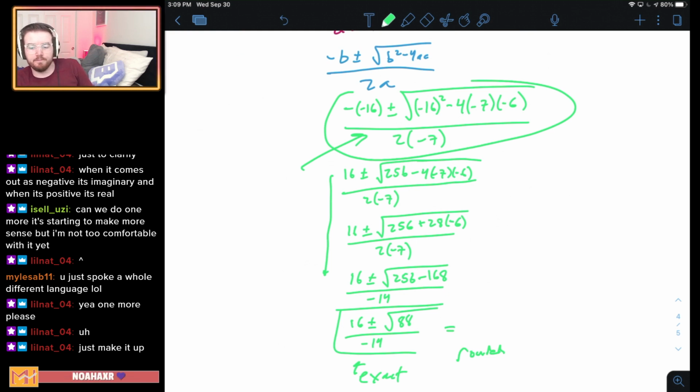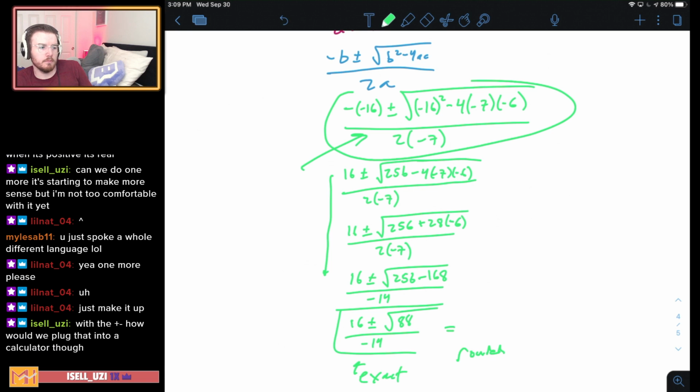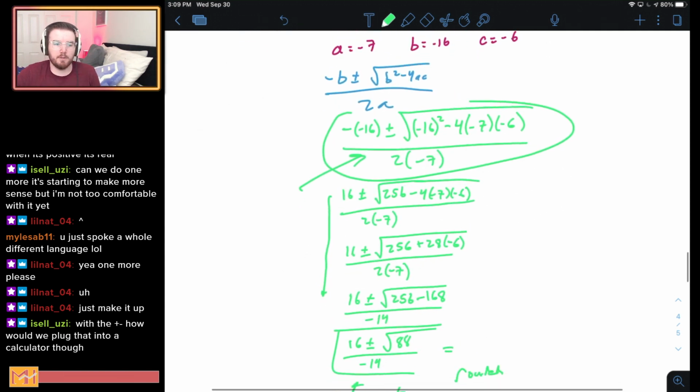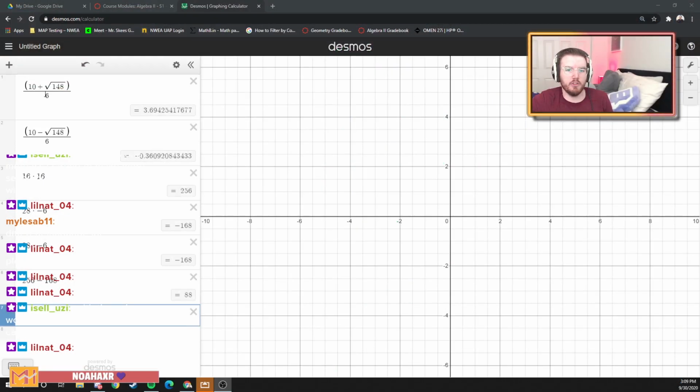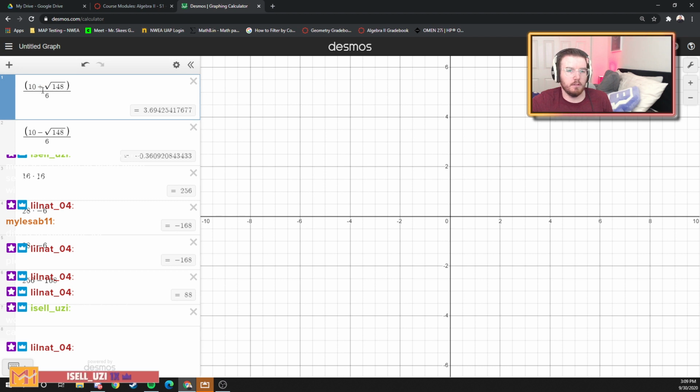How do we feel now? Well, that's what I was showing here on Desmos: punching in the plus half of things and punching in the minus half of things. It's not something that I can simultaneously punch in. So I punch in the plus side of things and the minus side of things to get my two answers.